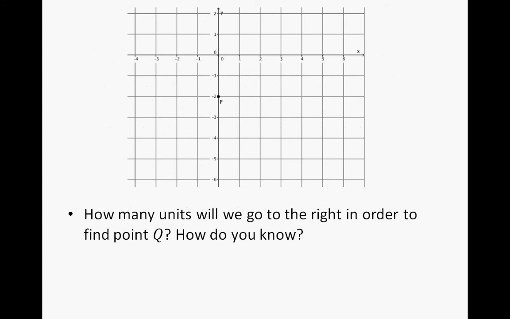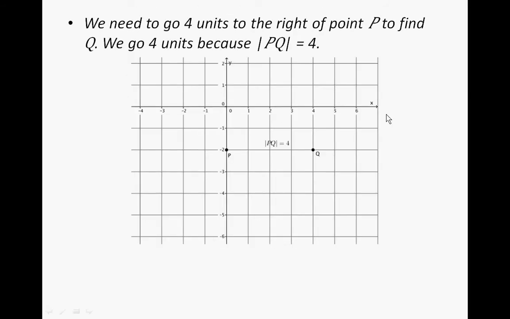So how many units will we go to the right in order to find Q? And how do you know? So here is our y-intercept at 0, -2. That is our point P. Well, we need to go 4 units to the right of point P to find Q. We go 4 units because the distance between P and Q is 4. So here we are.